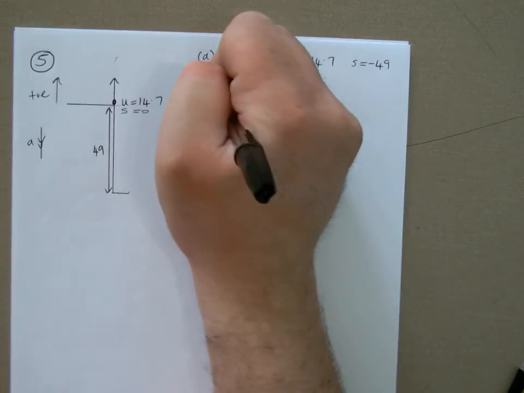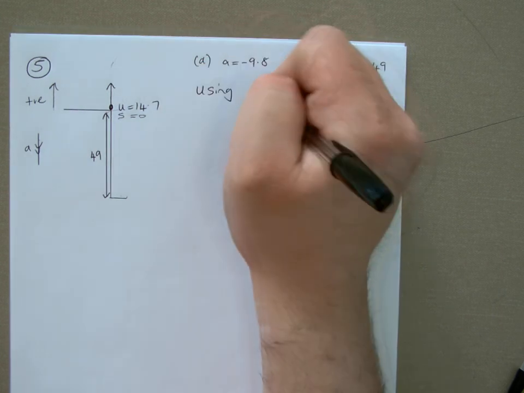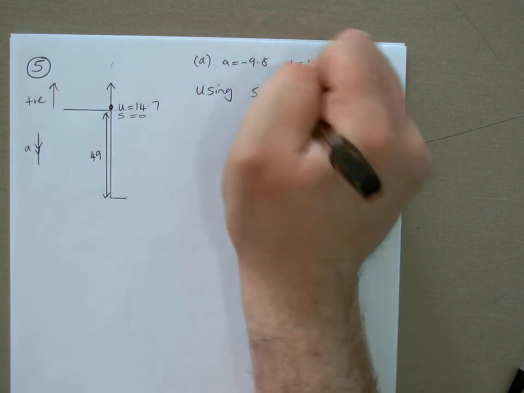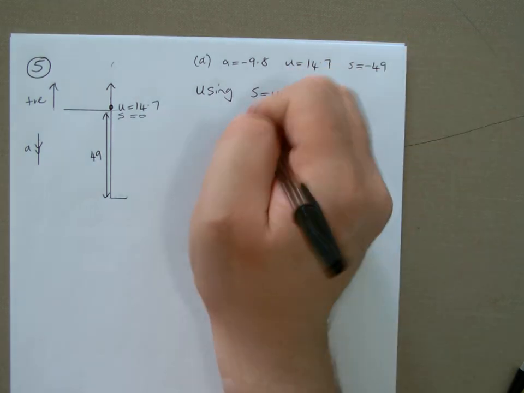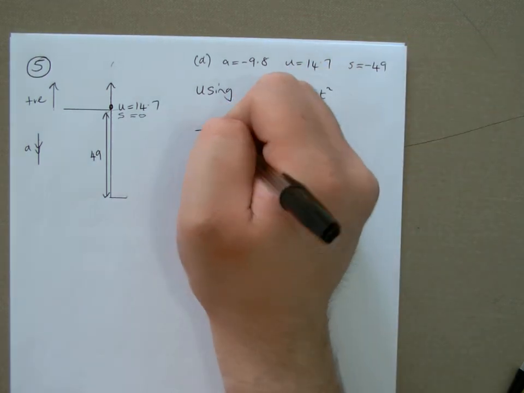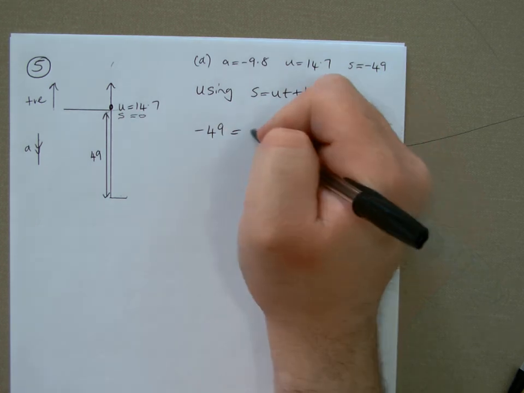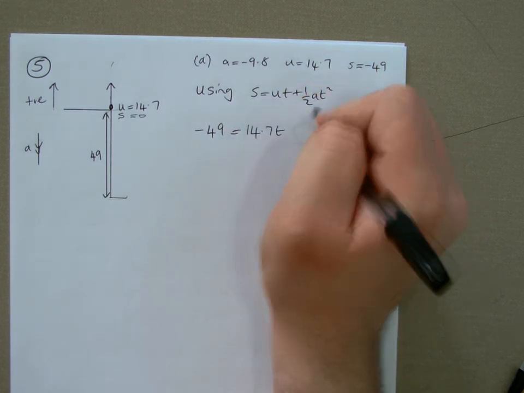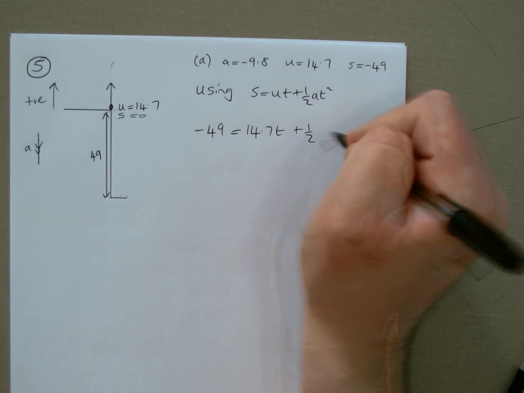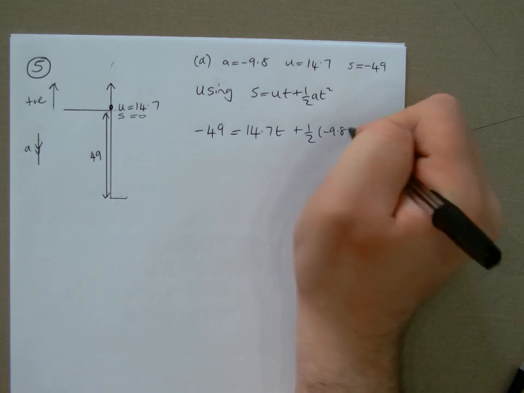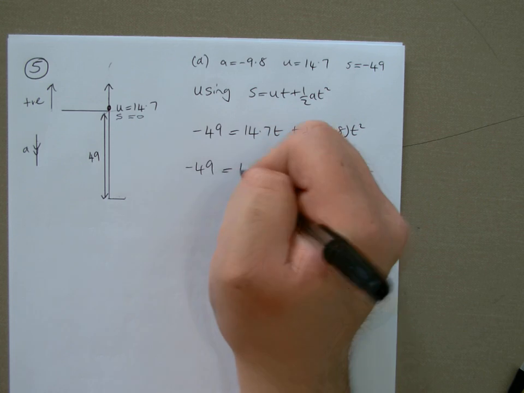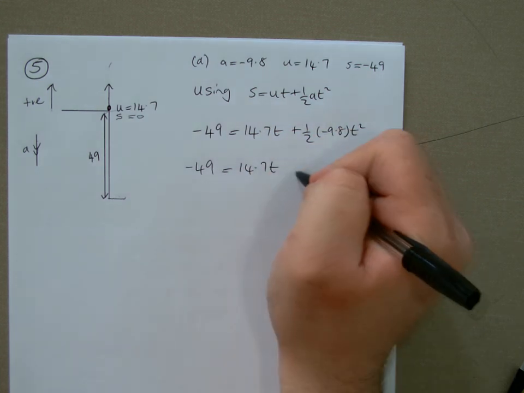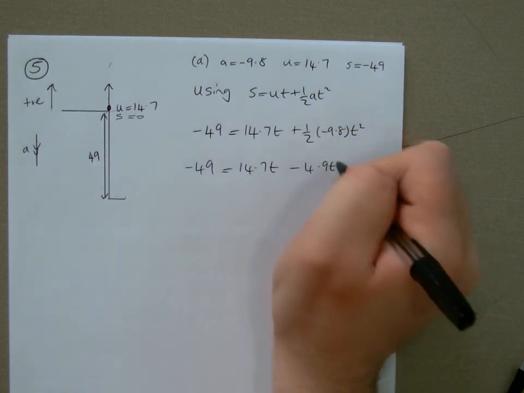So if I use s equals ut plus half at squared, chuck it all in. Well, s is minus 49, u is 14.7, and then you've got half a, which is minus 9.8, t squared. So minus 49 equals 14.7t minus 4.9t squared.